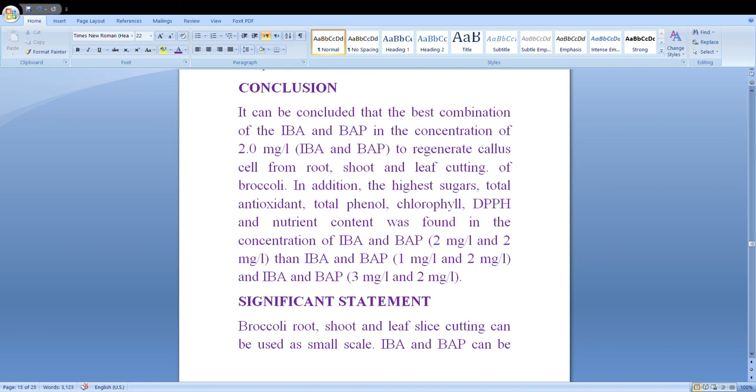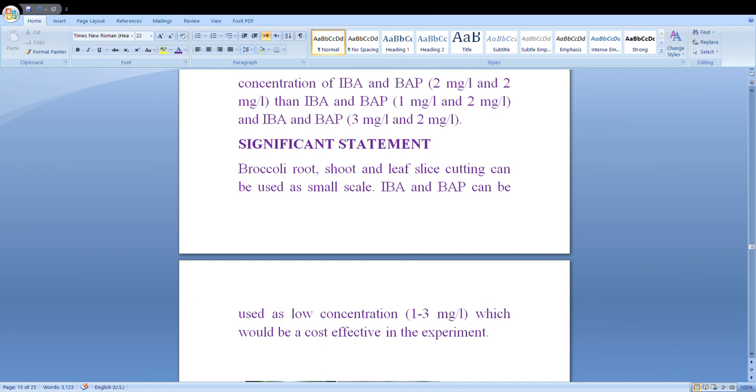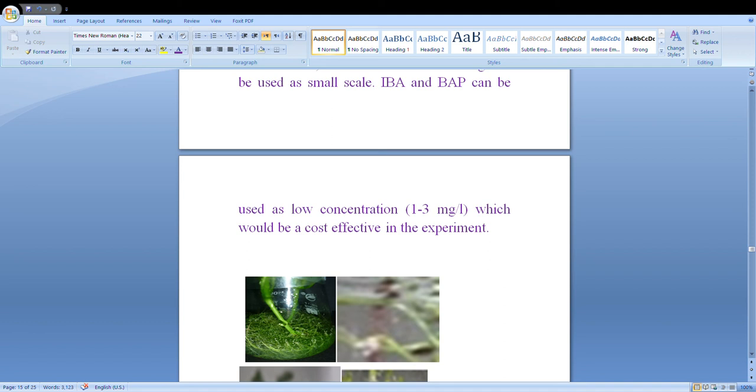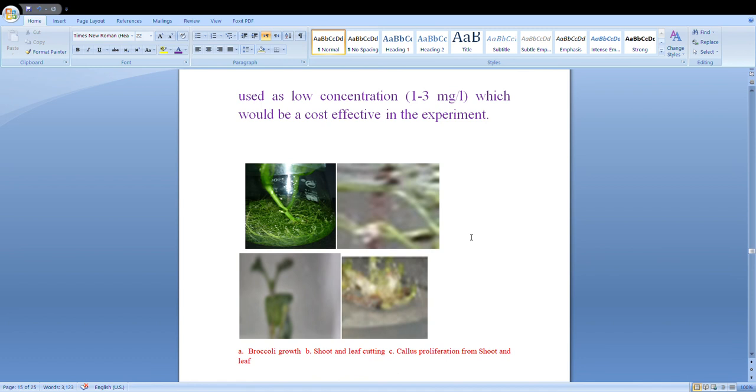Significant statement: broccoli root, shoot, and leaf slice cuttings can be used at a small scale. IBA and BAP can be used at low concentrations, 1 to 3 milligram per liter, which would be cost effective in this experiment. So we can see now some images of the figure.